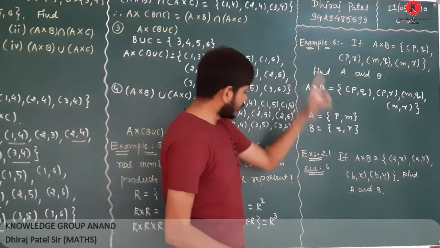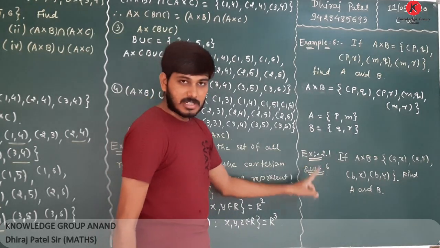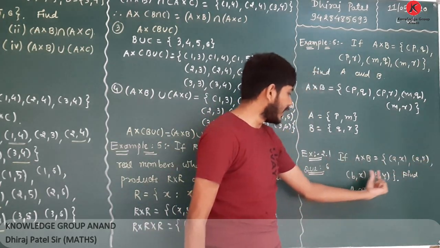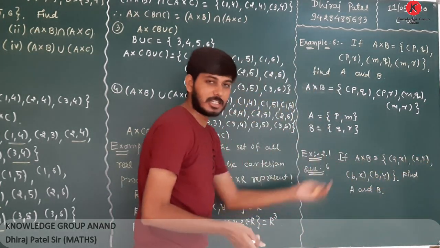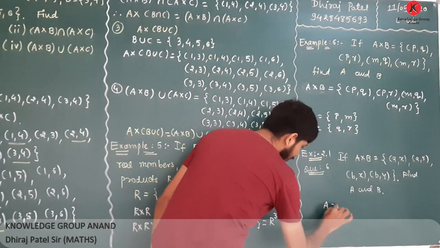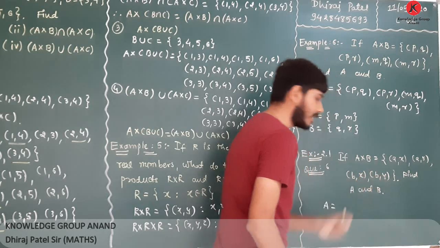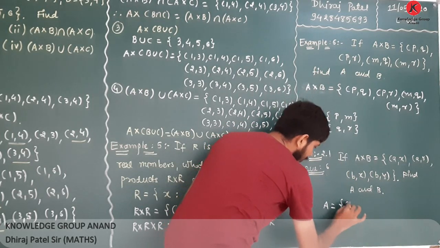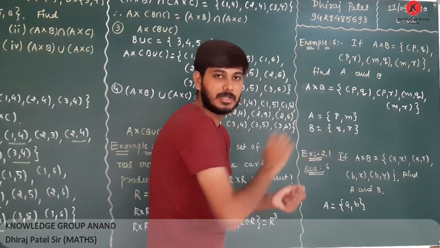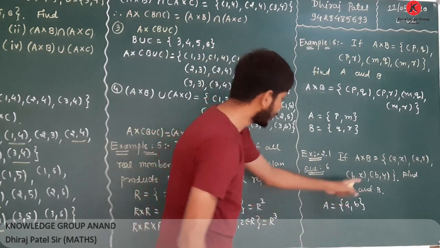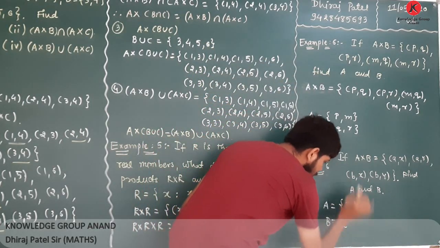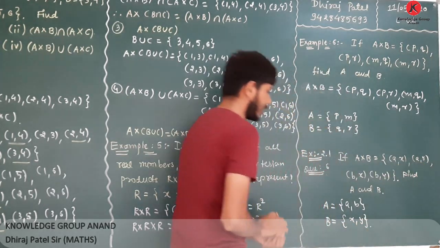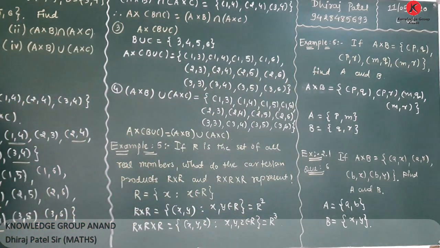Same question related to example number 6: question number 6 of exercise 2.1. If A cross B is given as AX, AY, BX, BY, then find A and B. It is very easy. In A cross B we have AX, AY, BX and BY. Therefore set A equals {A, B}. List out the first elements of the given ordered pairs. Same as set B equals {X, Y} here. So both sets A and B are ready.